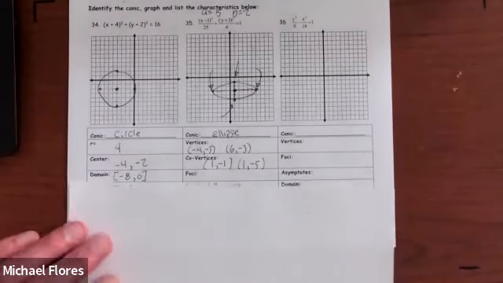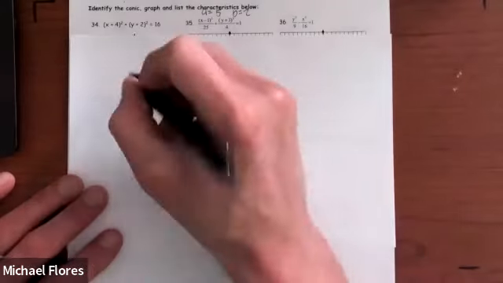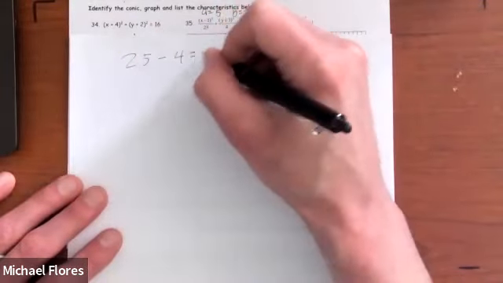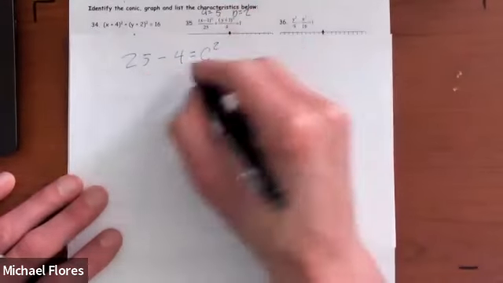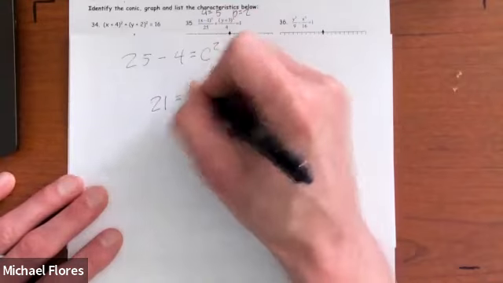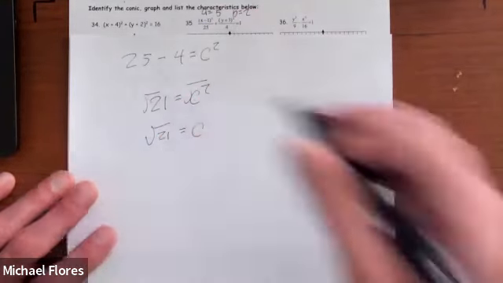Okay, foci. That is going to be a squared minus b squared equals c squared. So a squared minus b squared equals c squared. 25 minus 4 is 21. So the square root of 21 is equal to c.